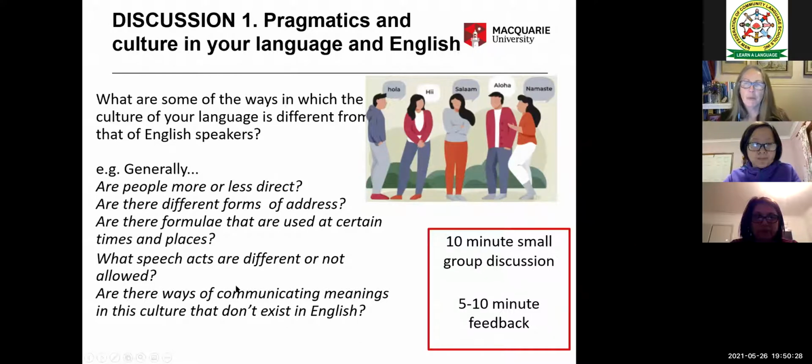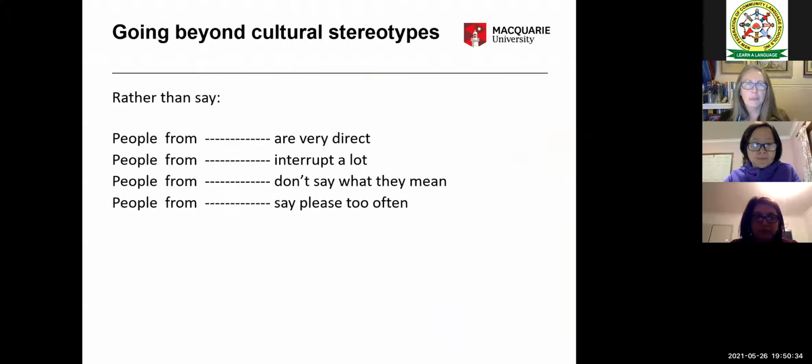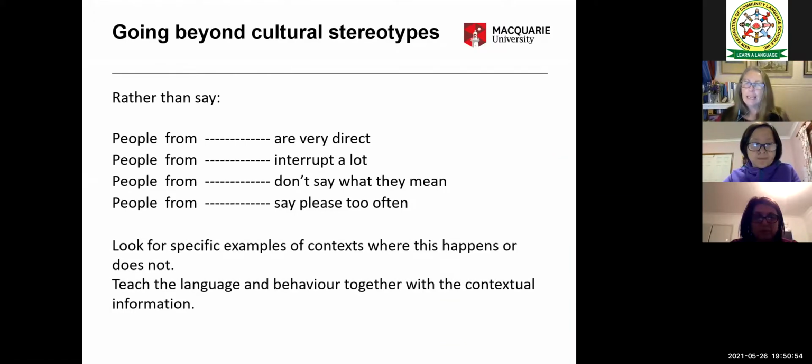Now, we have to be really careful when we start saying, you know, Chinese people do this, or Turkish people do this, or Malay speakers do this, or whatever, to not create stereotypes. So rather than say, people from such and such a country are very direct, or they interrupt a lot, or they don't say what they mean, or they say please too often, what we need to do is think of it in terms of particular examples in the context when that happens and when it doesn't. So you're always trying to raise the awareness of students to not just the words and phrases people use, but how they behave in the real world in that culture. So you teach the language and the behavior together with the contextual information.